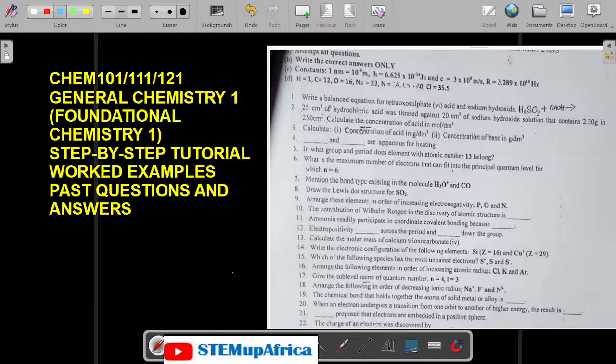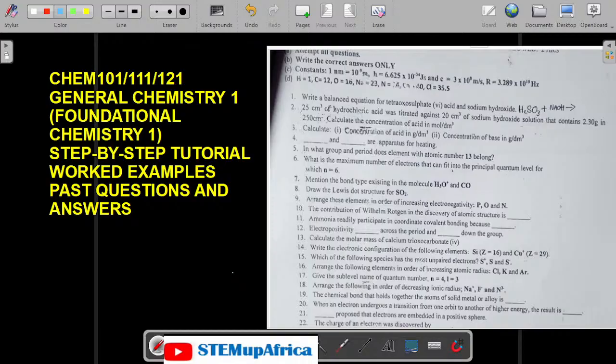The instruction says attempt all questions, write the correct answer only. Instruction C gives you some constants, like 1 nanometer, Planck constant, speed of light, and some atomic masses: hydrogen, carbon, oxygen, sodium, nitrogen, calcium, and chlorine. So you have to apply these constants in the questions where needed. So let's begin by answering question 1.